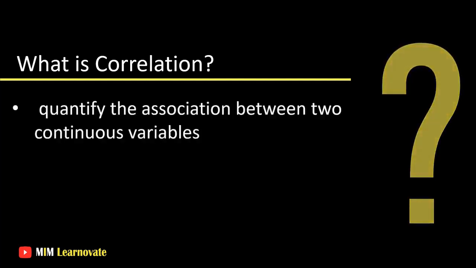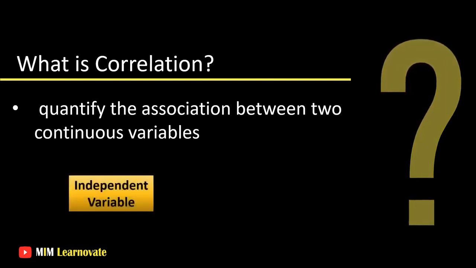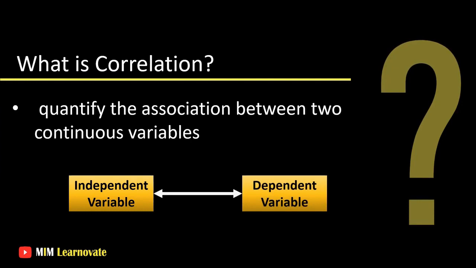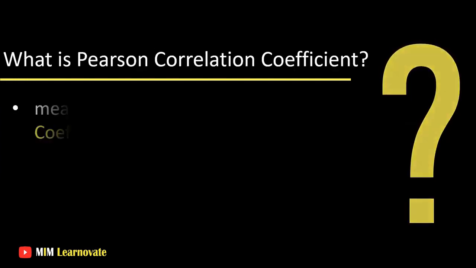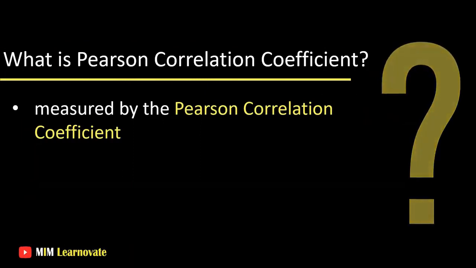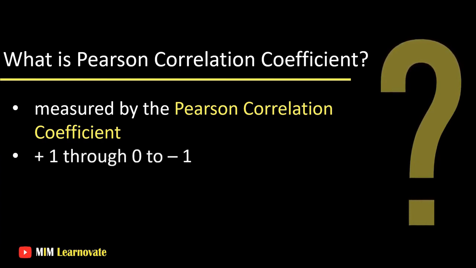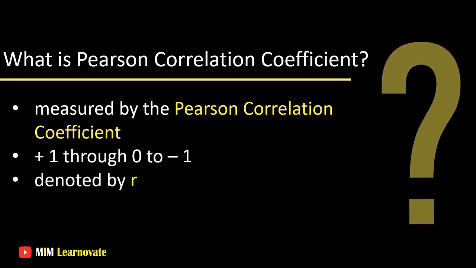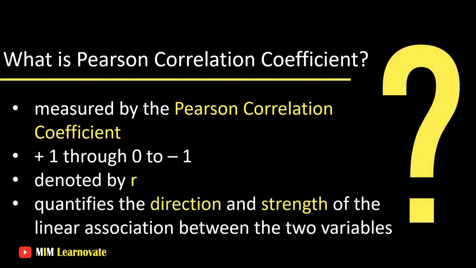Correlation is used to quantify the association between two continuous variables, for example, between an independent and a dependent variable. Correlation is measured by the Pearson correlation coefficient. The correlation coefficient is measured on a scale that varies from +1 through 0 to -1. Pearson correlation coefficient is denoted by R. It quantifies the direction and strength of the linear association between the two variables.